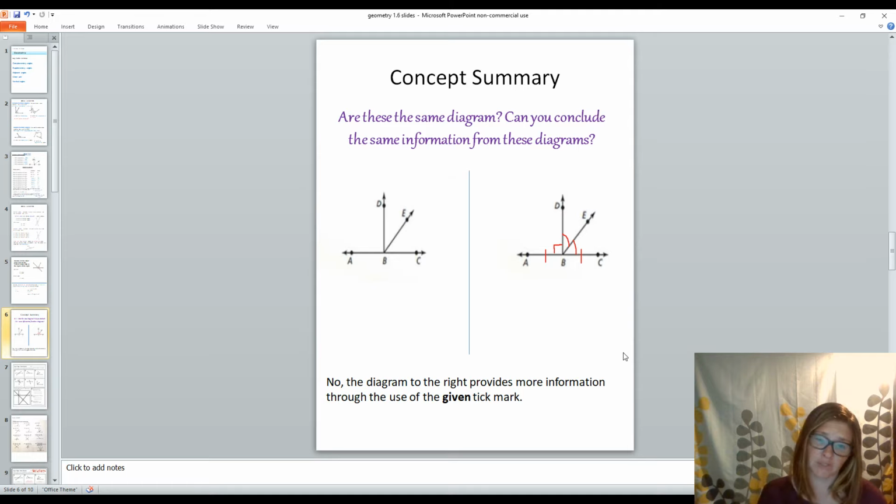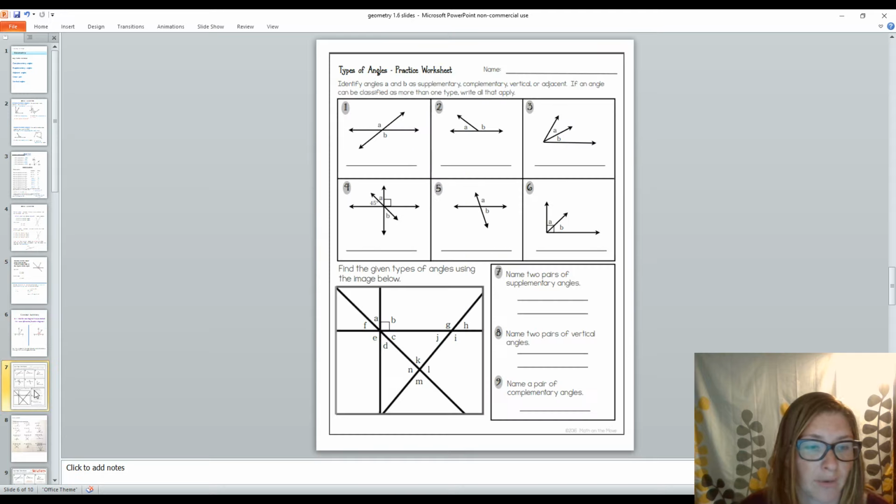So we really want to pay attention to the markings. And a big piece of information is that the markings are typically given to us either already on the diagram or through given information. We do not add markings because we feel like it. So please pay attention to the markings. All right, so let's now look at the practice.